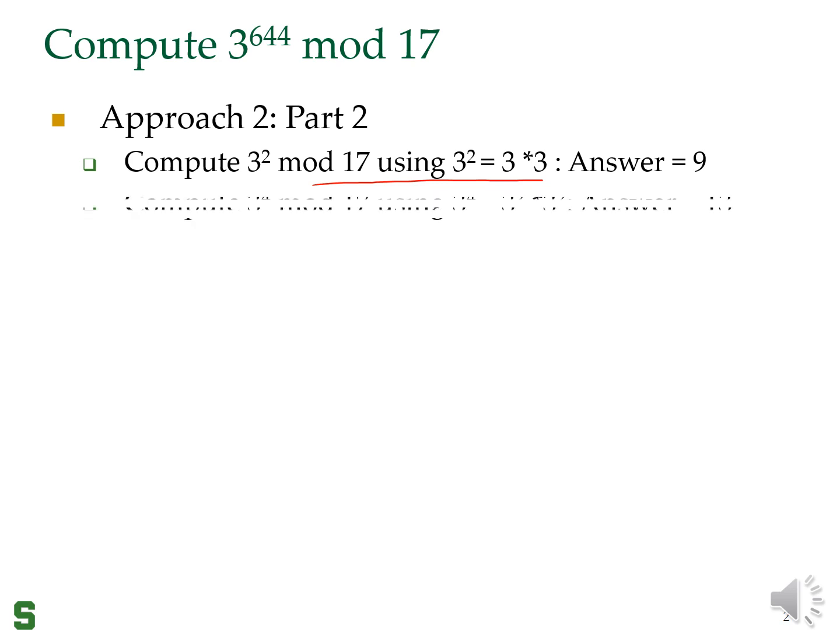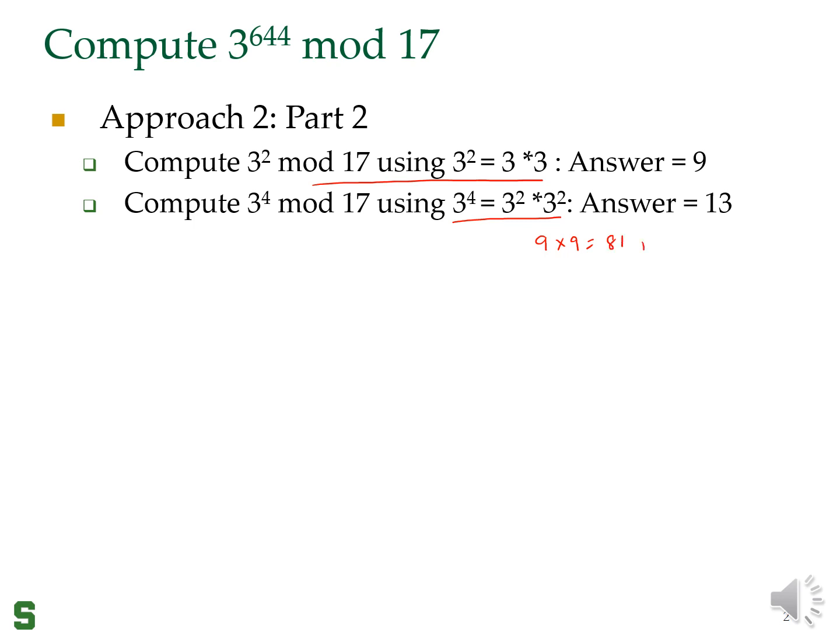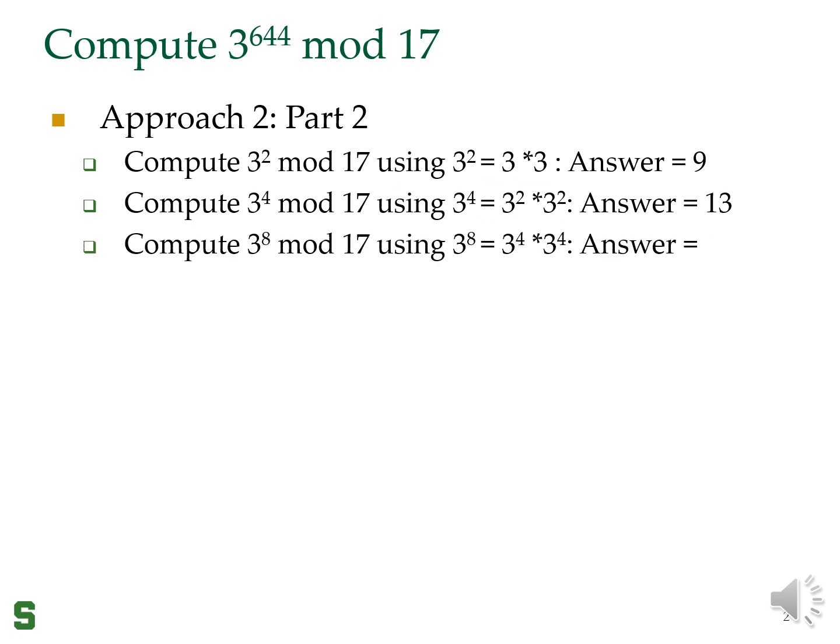Again, the answer would be still 9. The next step, instead of finding 3 to the power 3, we are going to find 3 to the power 4, and we are going to do that by taking a square of the previous term. So in that case, I will have 9 times 9, that is 81. If I do modulo 17, it's going to give me 13. I keep going ahead. So here I'm going to square 3 to the power 4 to get 3 to the power 8.